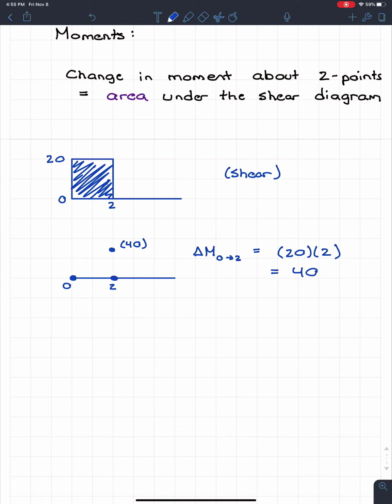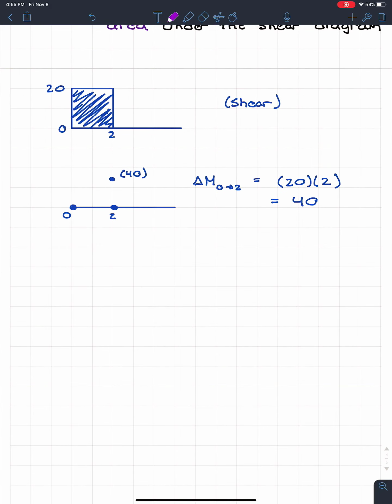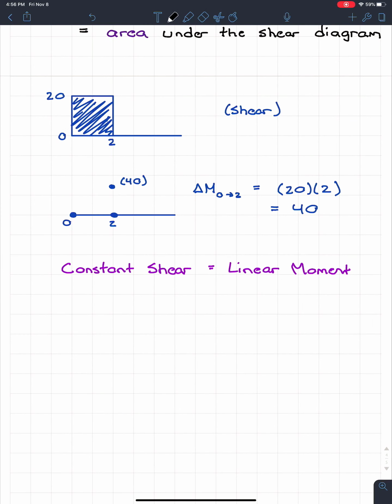And the next thing that you guys need to know, and I'll write these down, but it's easily proved later, it's actually kind of proved in the last video, but I'll prove it more later on, is that constant shear is equal to a linear moment. So if we look up here, I see that my shear between these two sections is constant. It stays at 20 the whole time. That means my moment diagram is going to be linear between these 2 points. So this will be my moment diagram right here.